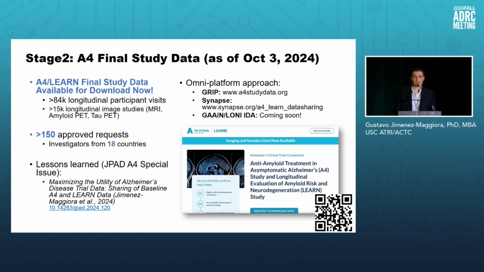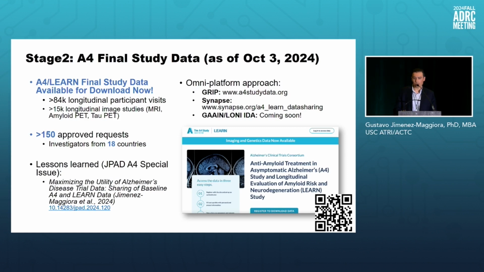We've also tried to leverage the NIA's investments in data sharing by leveraging the Synapse platform, which we've noticed is a platform that the omics community is especially comfortable with. And so we've shared the A4 data on that platform. And we're working with LONI to share this data set via LONI and GAIN, because we recognize that, especially for imagers, LONI and GAIN tend to be their platform of preference.